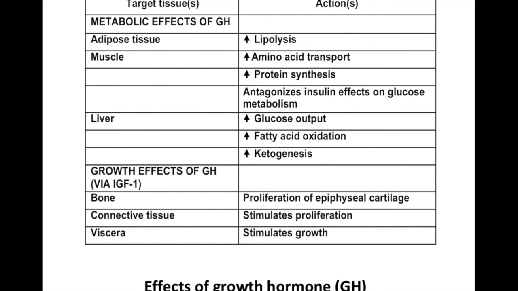And that will have effects on the bone and on connective tissue and on the viscera, where it stimulates growth and cellular proliferation. And so the one thing to remember is that growth hormone preserves the muscle when it's released, which is obviously important in fasting, where growth hormone is elevated so that you use fat and glucose, your sugar stores, more than the amino acids.